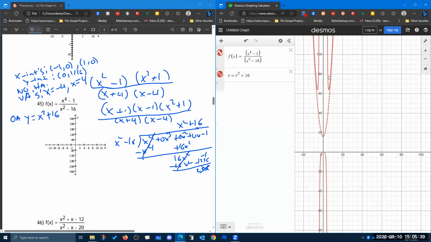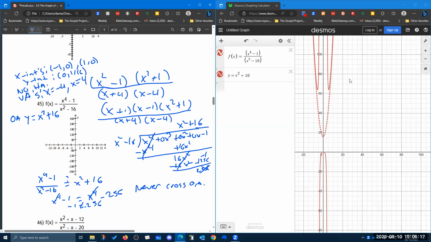Let's see if my function is ever equal to my oblique asymptote, if it ever crosses it. x to the fourth minus 1 over x squared minus 16. Is that ever equal to x squared plus 16? So x to the fourth minus 1, is that ever equal to x to the fourth minus 256? It is not. So we're never going to cross the oblique asymptote.